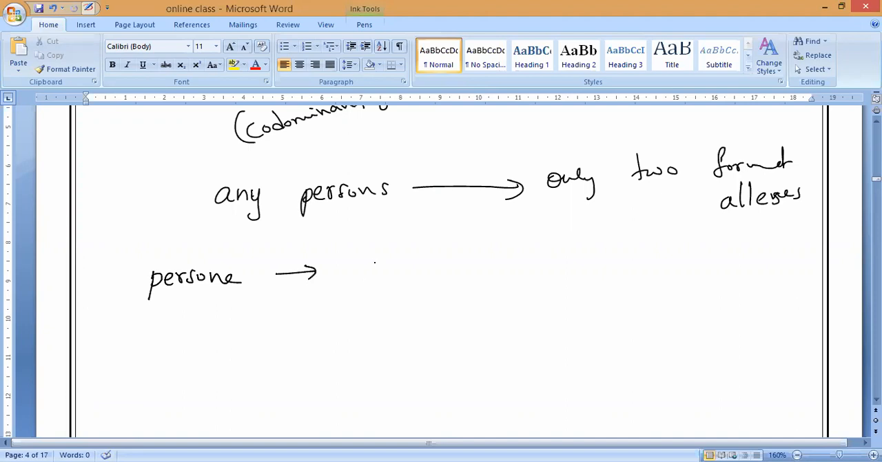Anybody tell me? A person may have I^A and I^B. Another person has I^A and I^O. Another person has I^B and I^O. That's all correct. These are the three possibilities. Any other possibility? That's all correct.